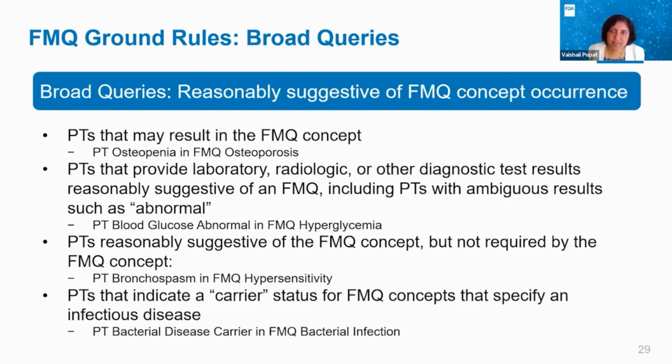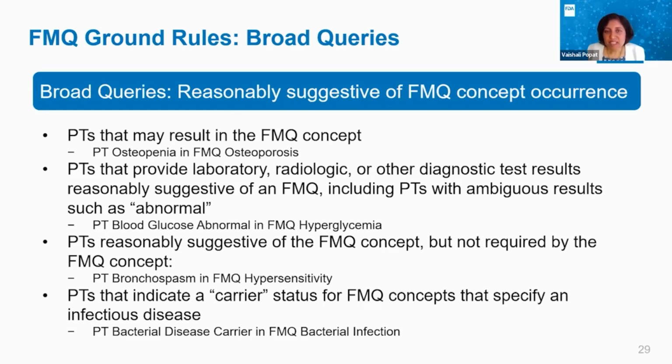Next slide, please. Now, the broad queries are reasonably suggestive. So for example, PTs that may result in the FMQ concept, like osteopenia in the FMQ osteoporosis, but osteopenia is not the same or similar as osteoporosis. So therefore it's not narrow, it's broad. PTs that provide lab, radiologic, or other diagnostic test results that are reasonably suggestive of an FMQ. So for example, blood glucose abnormal is included as broad in hyperglycemia and also hypoglycemia because we don't know whether abnormal means increased or decreased.